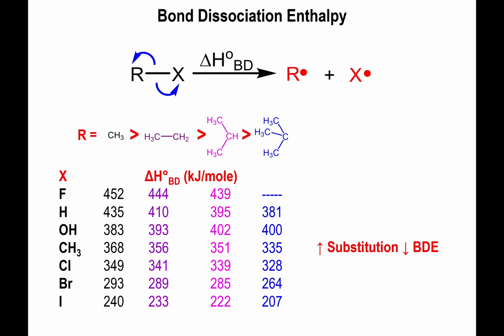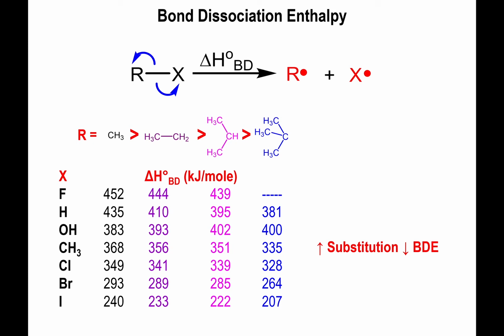As I mentioned to you in the previous video, generally speaking, when you have a methyl or a primary or a secondary or tertiary organic fragment connected to an X fragment, where X could be fluorine, H, OH, CH3, Cl, Br, or I, you see that the bond dissociation enthalpy is higher for methyl compared to primary, compared to secondary, compared to tertiary, because of the stability of the radicals that you're forming, favoring formation of tertiary as a result of hyperconjugation, and disfavoring methyl radical formation due to the lack of any type of hyperconjugation.